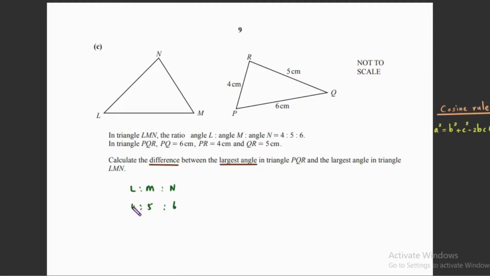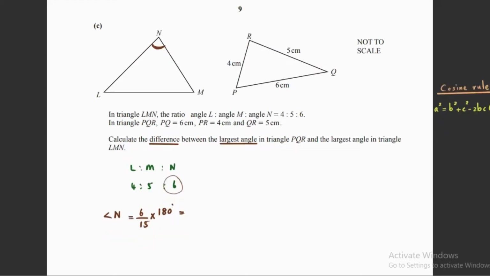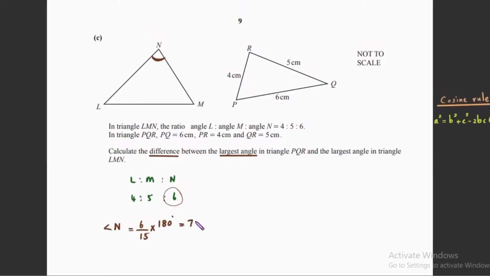In this case, we have 4 to 5 to 6, so the largest angle will have the largest value. So it's going to be 6, but that's not the angle, this is the ratio. So we need to calculate the angle that it makes. Here we have 4, 5, and 6, which makes a total of 15 parts. So 6 parts of that 15 is for angle N. To find the value of angle N, we write 6 over 15 times 180 degrees, because the angle sum of a triangle is equal to 180. When we do that, we get 72 degrees. This is the value of this angle that we have here.